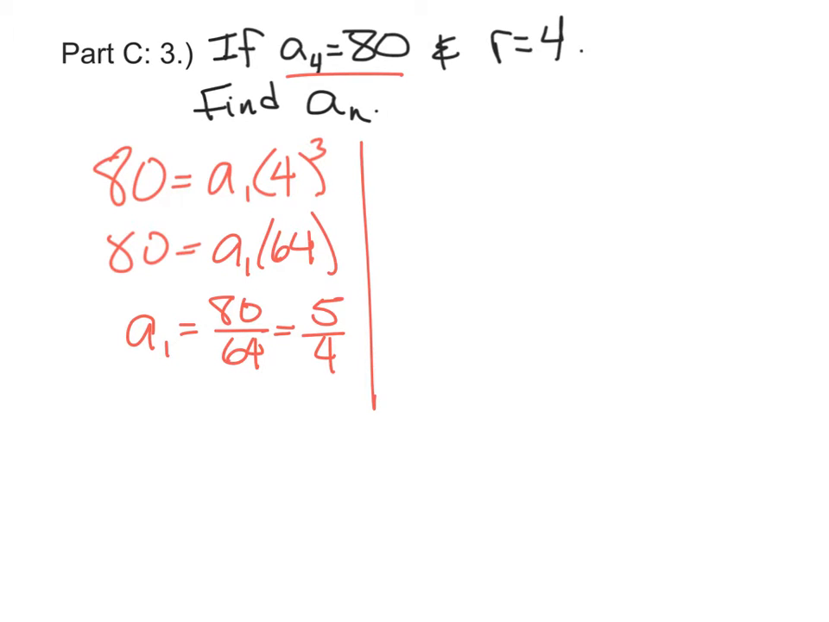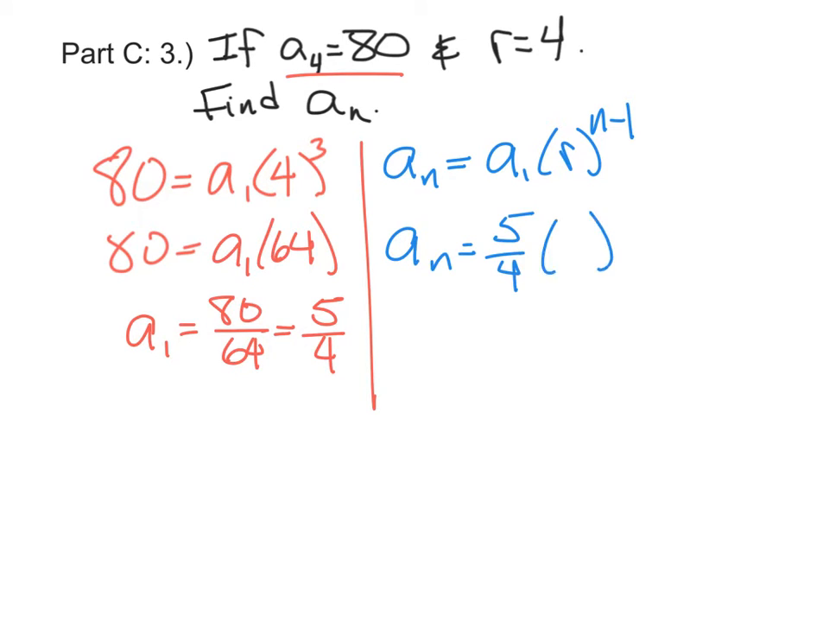What we're asked to do is come up with an expression for the nth term, which is the first term times the common ratio to the n minus 1th power. But we have everything we need. I know what my first term is. We just found it. It's 5/4. I know what the common ratio is. We were given that as 4. And the power then will be n minus 1. So there's my expression for the nth term.